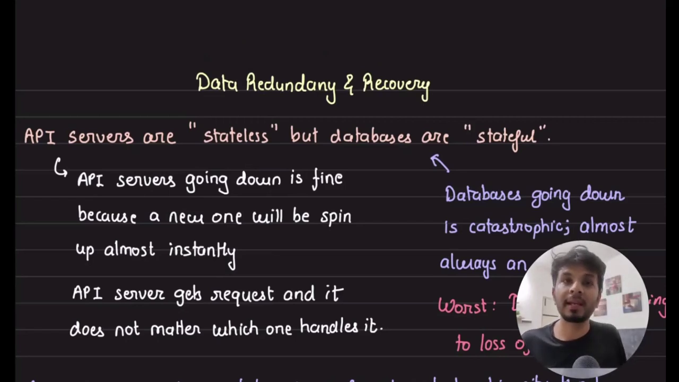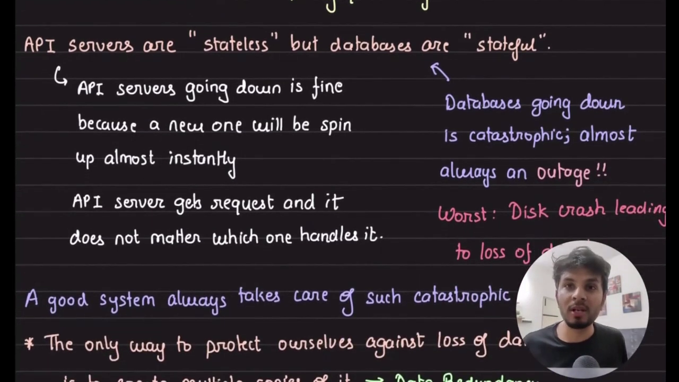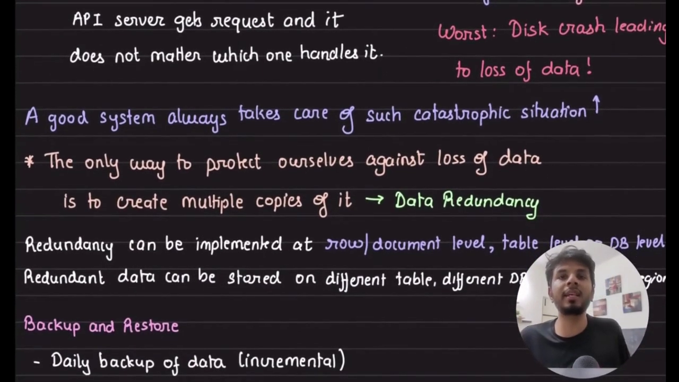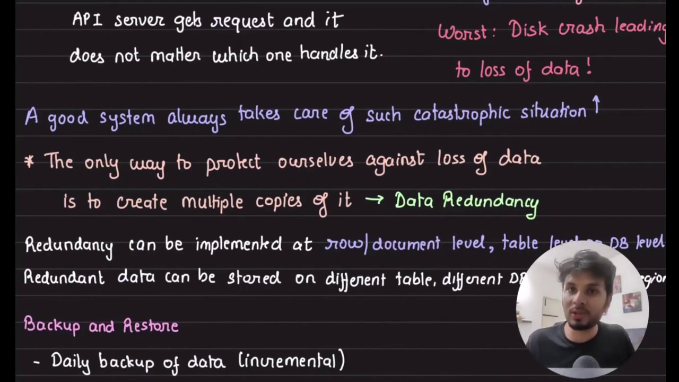But what about databases? Databases are stateful because they hold the data. If the database goes down, in most cases, it is a complete outage. The worst thing that would happen is if your database crashes such that your disk crashed and you have loss of data. A good system, whenever you design, always takes care of this catastrophic situation: hey, I don't have data anymore. What do you do with that? So you just cannot say, oh my god, my database crashed, I don't have any data backup with me. So there are ways to solve it.